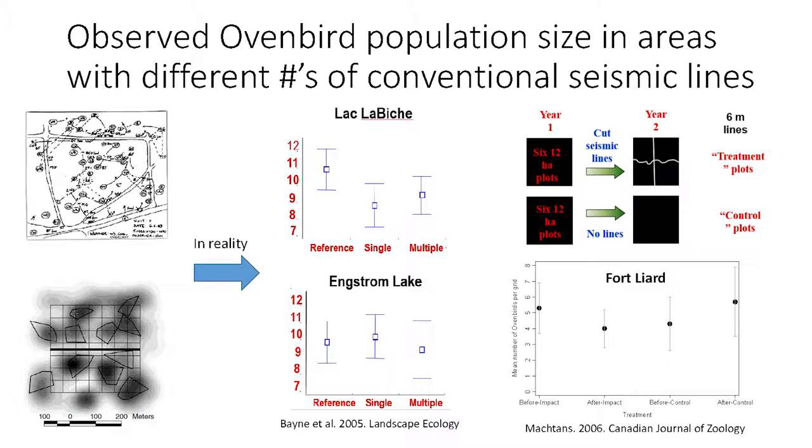But in other places, like Angstrom Lake, we couldn't find the effect at all. It's a subtlety, right? I looked at it in really incredible detail, but the density wasn't something that changed a lot. But behaviorally, we're seeing something that's quite obvious. Now, let's scale that up again. Now, let's use point counts and let's use a landscape.